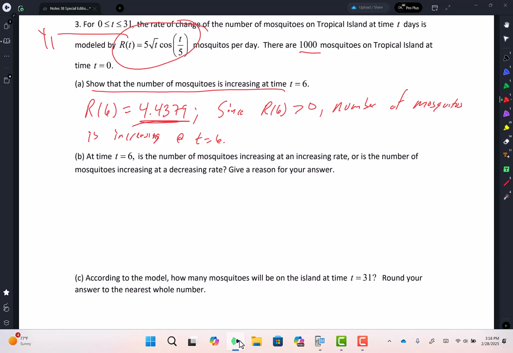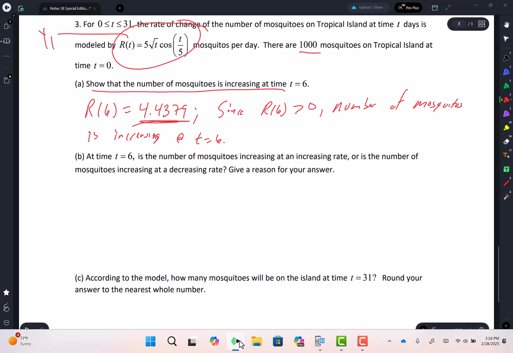All right, so how do I know if it's increasing at an increasing rate or increasing at a decreasing rate? Yeah, that one is the derivative. It wants to know R prime. If R prime is positive, I'm increasing at an increasing rate, which means you have a graph like that, concave up. If R prime is negative, I'm increasing at a decreasing rate like that, concave down. Does that make sense, guys?